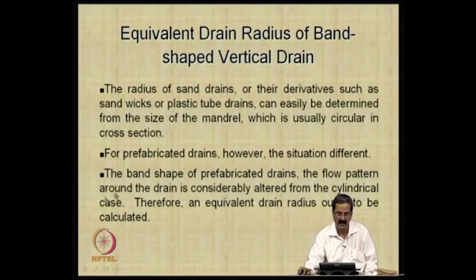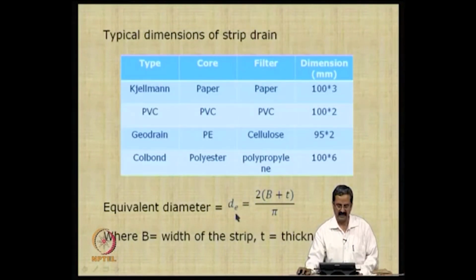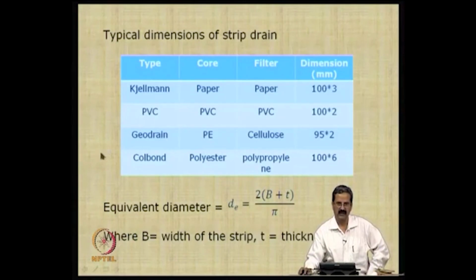For prefabricated drains, the flow pattern around the drain is considerably altered from the cylindrical case. Therefore an equivalent drain radius ought to be calculated. Actually we have a standard diameter in the circular one, but here we use an expression like this: equivalent diameter is 2 times (b plus t) divided by pi, where b is the width of the strip and t is the thickness of the strip. So you get the equivalent diameter.